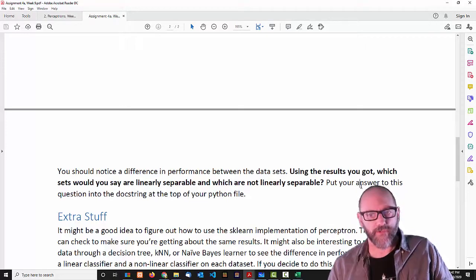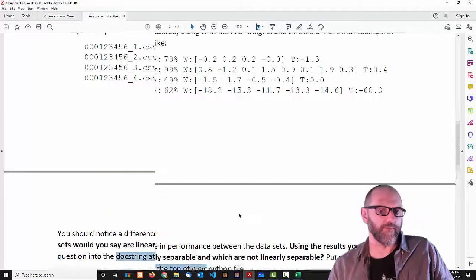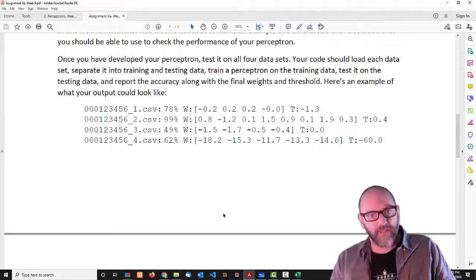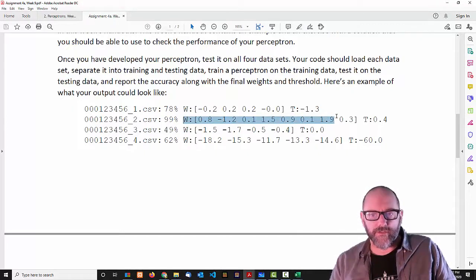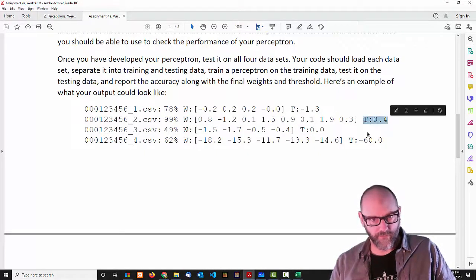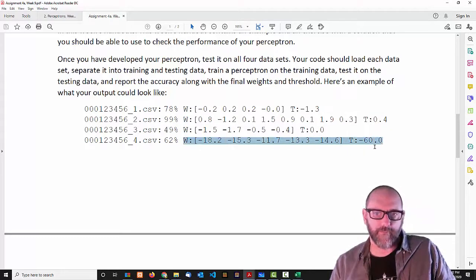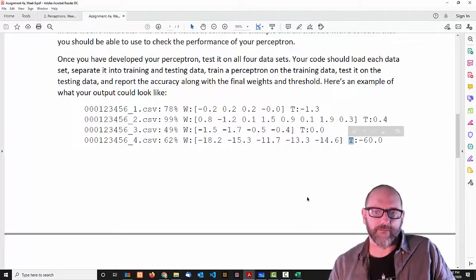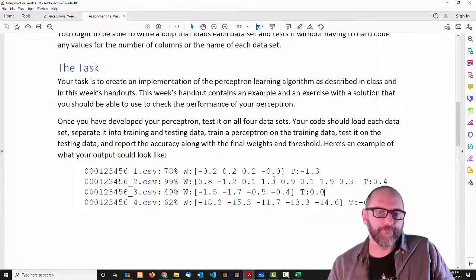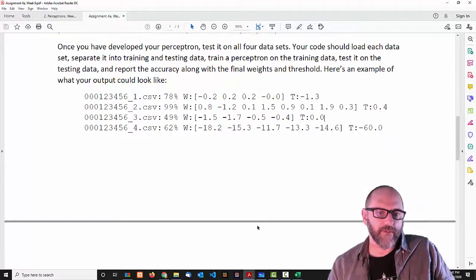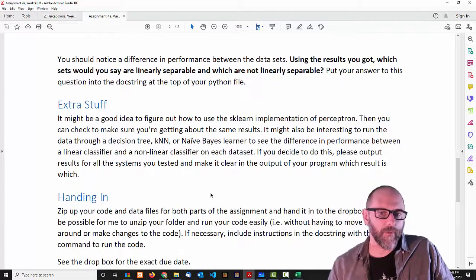and which are not? Put your answer to that question in a doc string at the top of your Python file. And notice that I'm printing out the perceptrons too. This is the list of weights and this is the threshold. So I want to see those numbers. Or if you're doing it with a bias, maybe you could just separate out the bias and say bias over here and tell me what it is. Yeah, and that's what it might look like. So for each file, you tell me the accuracy. That's it for part 1.